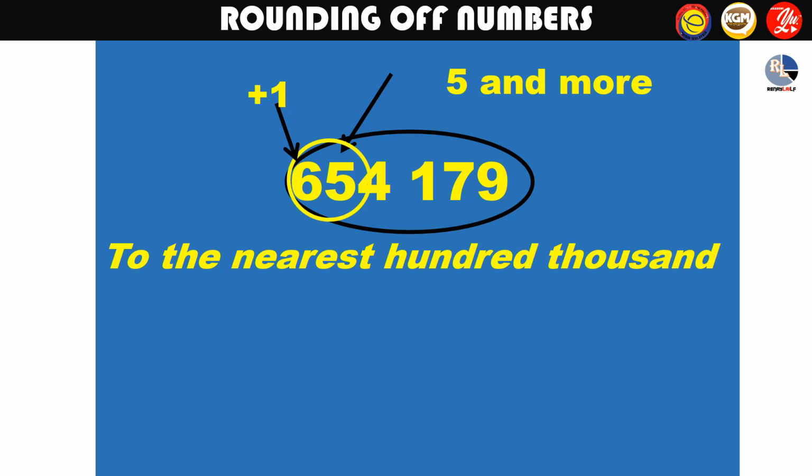So how many zeros at the back for 100,000? Yes, 5 zeros. So what are we going to write in front? 7. Yes, the answer is 700,000. Is there any more numbers to copy? No more. So that's the answer, 700,000.